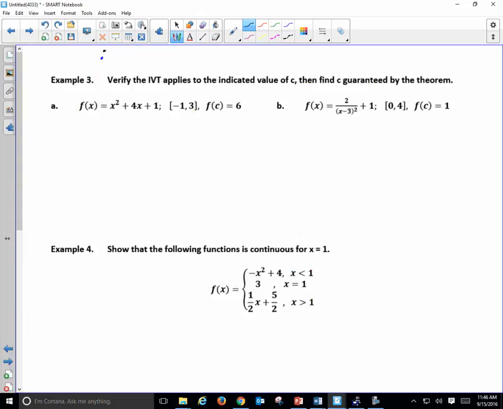Okay, this is a polynomial. Polynomial is defined for all real numbers. Okay, it doesn't have any discontinuity to it. It says f of x equals x squared plus 4x plus 1. We want to know, is there a spot where f of c is equal to 6, where it has an output of 6? Well, let's check.